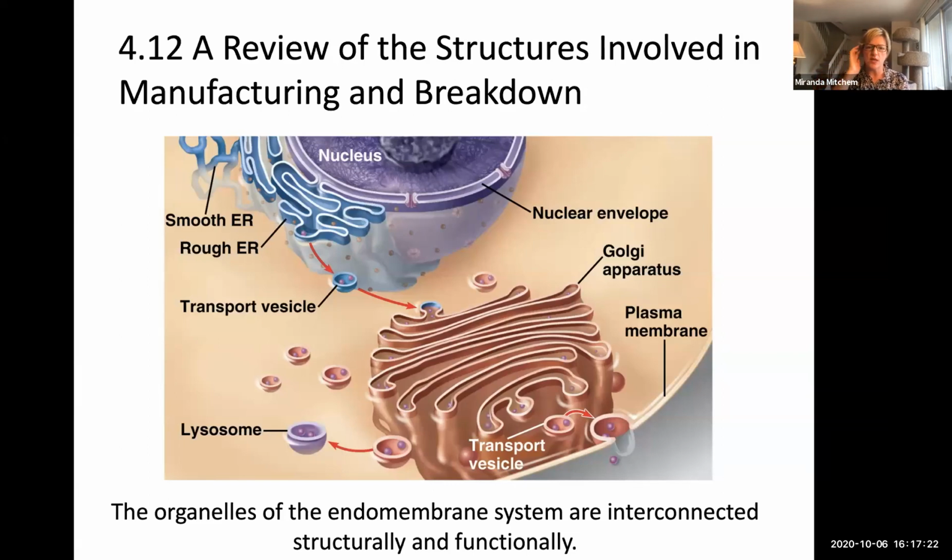So the various organelles of the eukaryotic endomembrane system are either directly connected through membrane to membrane or indirectly through the formation of vesicles. But this system works to manufacture, process, and move the different materials around that our cells need.